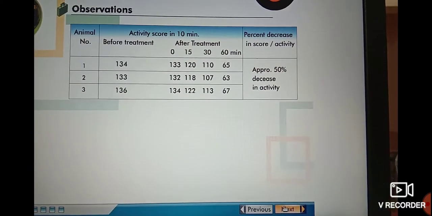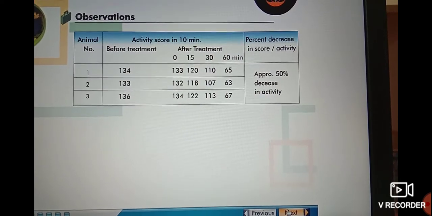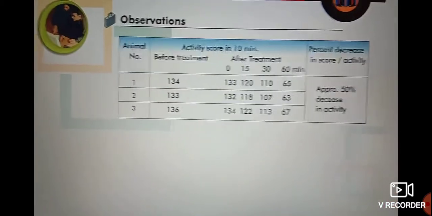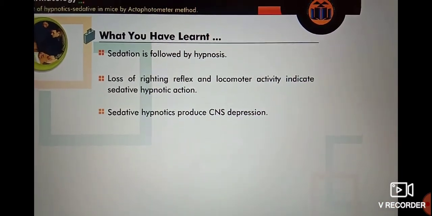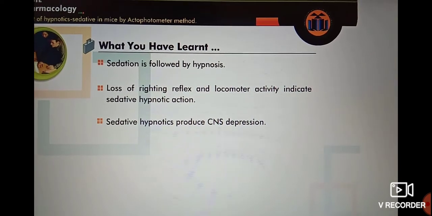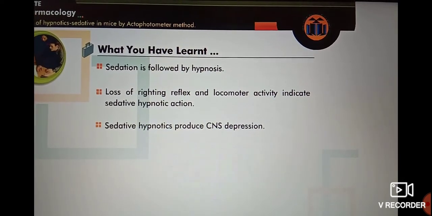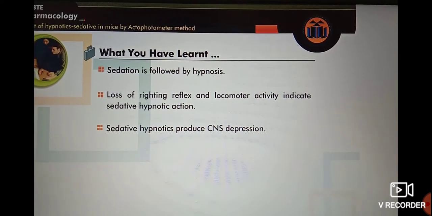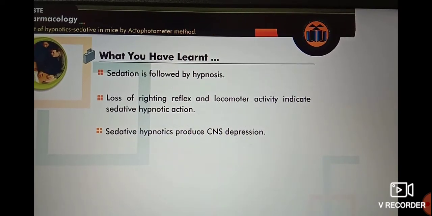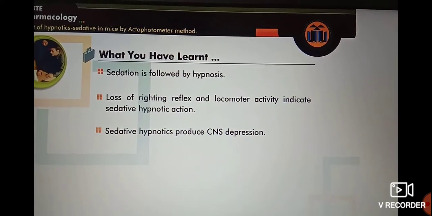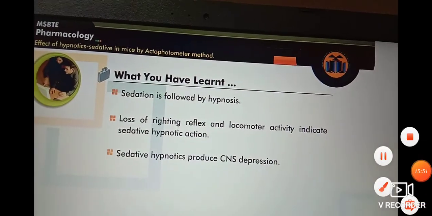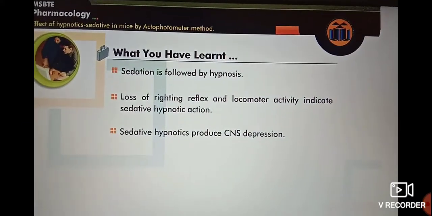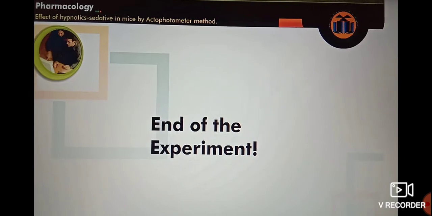So from this observation table, we can easily conclude that diazepam produces depression of the central nervous system. We have learned that sedation is followed by hypnosis, and loss of righting reflex and locomotor activity indicate sedative hypnotic action. Sedative hypnotics produce CNS depression. So here is the end of this experiment. We have seen the effect of the sedative hypnotic drug on the activity of mice by using the actophotometer. Thank you.